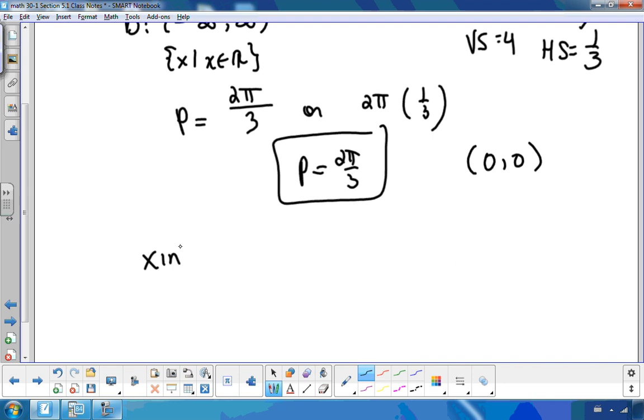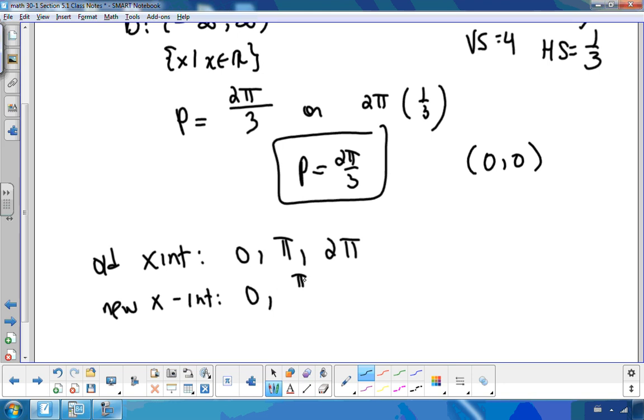These are the ones that I wanted you to commit to memory. So sine has x-intercepts at 0, pi, and 2 pi. What's going to change that is not the vertical stretch, but the horizontal stretch. So for the horizontal stretch of a third, these are the old ones, these are the new ones. I'm going to stretch each of those x-intercepts by a factor of a third. So 0 times a third is 0. Pi times a third is pi over 3. 2 pi stretched by a third is 2 pi over 3. Those would be my new x-intercepts.